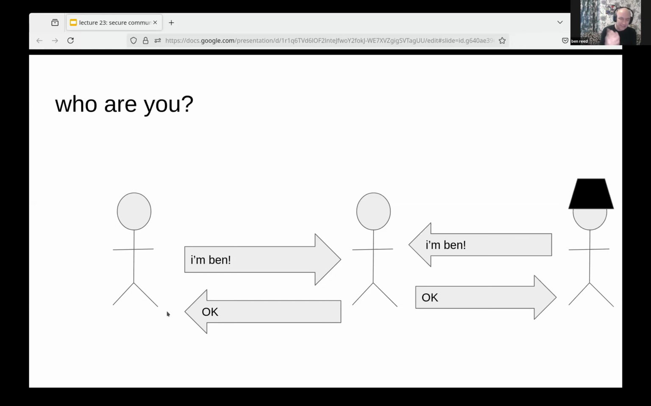And convince this person in the middle to give them the $1,000 instead of the real Ben. So this whole identify yourself and believe the person identifying, that doesn't work. So we need something a little bit more robust, something a little bit more secure.